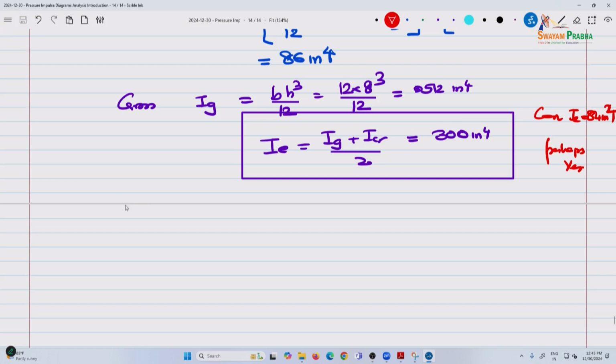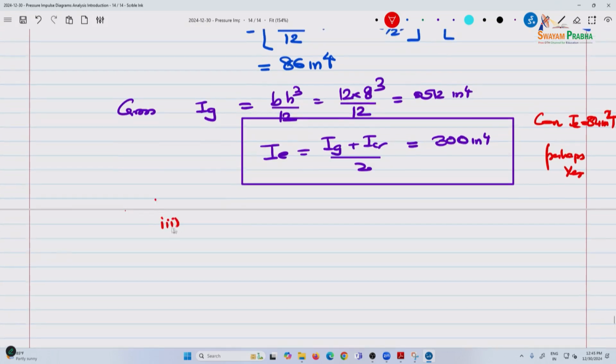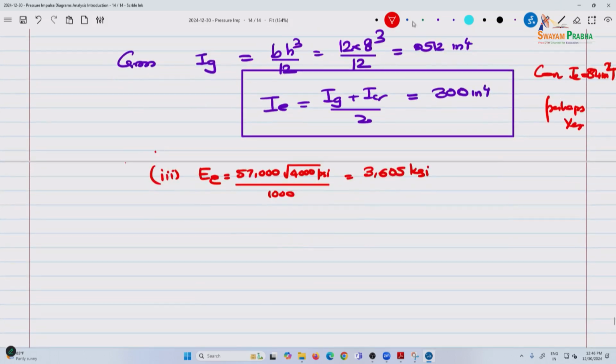So, therefore, now E_C, as I had mentioned, is 57,000 square root of 4,000 psi, now divided by 1,000 to get KSI. So in your own units, you can calculate E sub C, E of concrete. So we now calculate the first value. This is 384 E I divided by 5 L cubed.